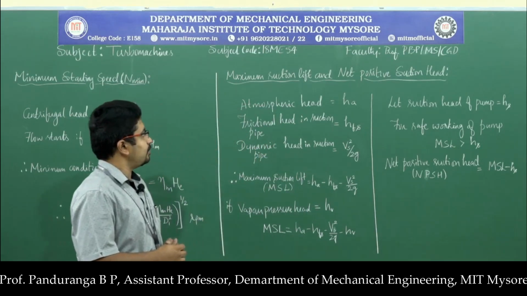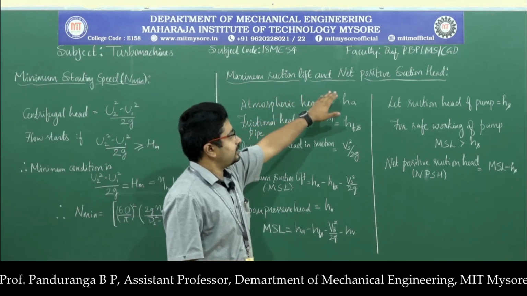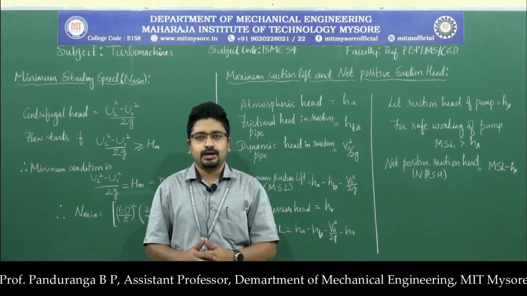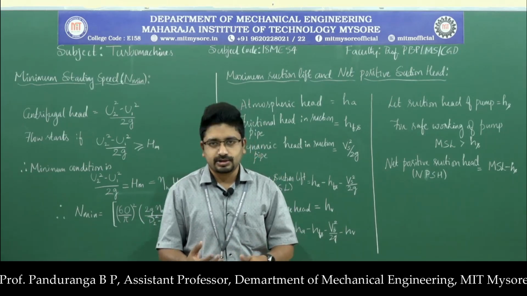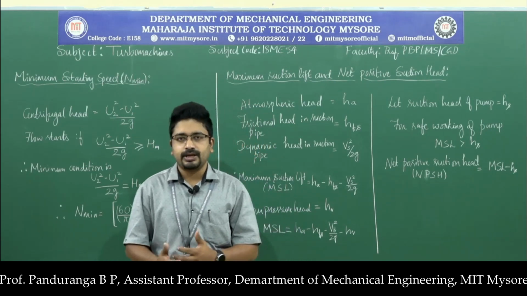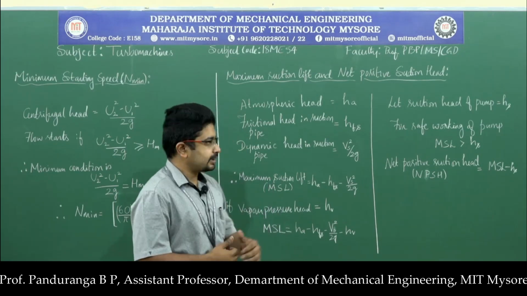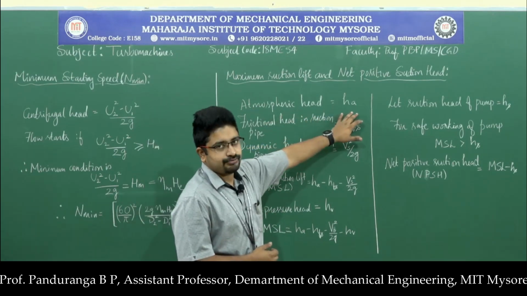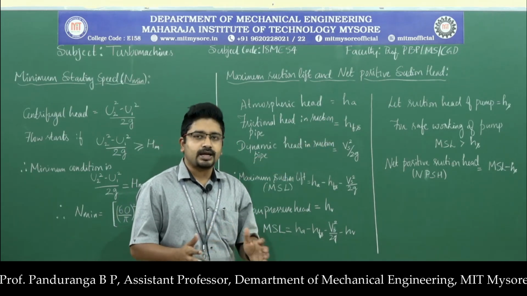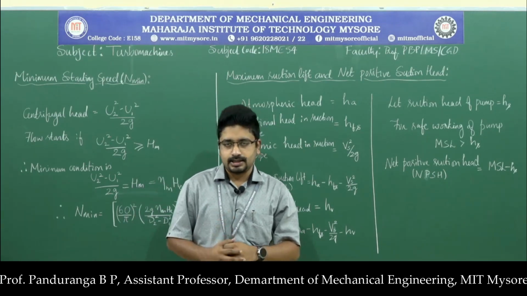Now let us move on to the next concept, that is the maximum suction lift and net positive suction head. If we are talking about liquids, they will be stored in a sump, and the sump will be exposed to atmosphere. So the maximum suction head that can be achieved will be equal to the atmospheric pressure at that location. Let us take the atmospheric head as HA, and this is the maximum suction head which can be produced by any pump, but that is only applicable in an ideal case.